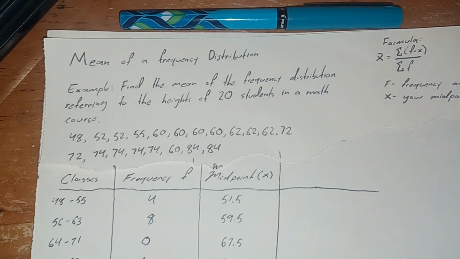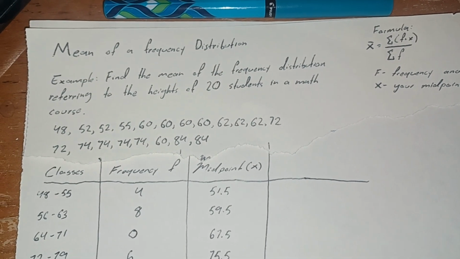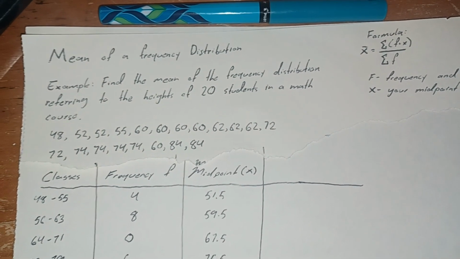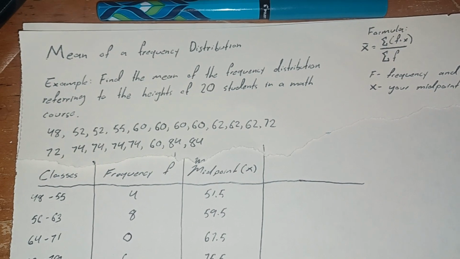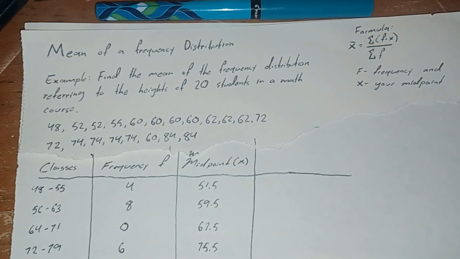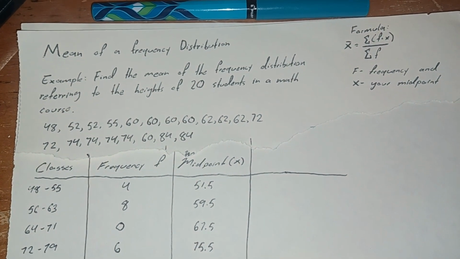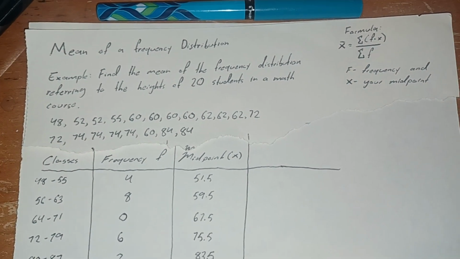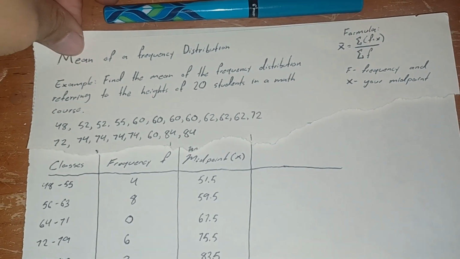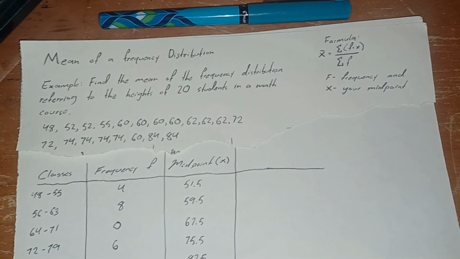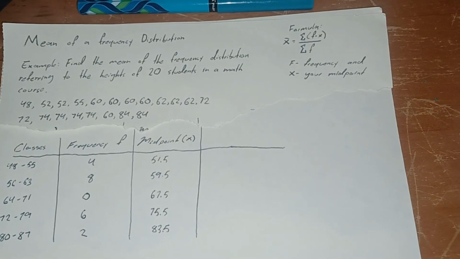The example is: find the mean of the frequency distribution referring to the heights of 20 students in a math course. We got 48, 52, 52. Those are our values, the heights of the 20 students. It doesn't have the units, but we're going to say they're inches. So 48 inches and so on and so forth. Let's go ahead and do this right now. Let's refer back to the formula.